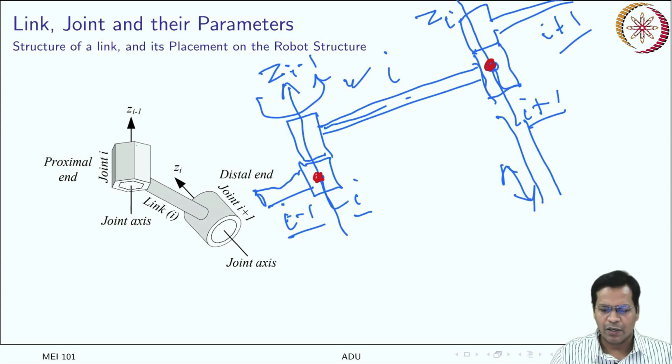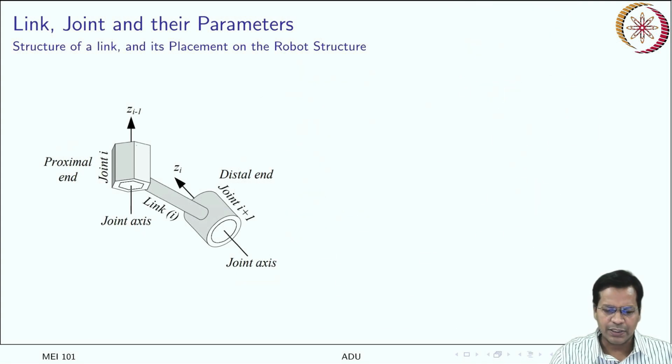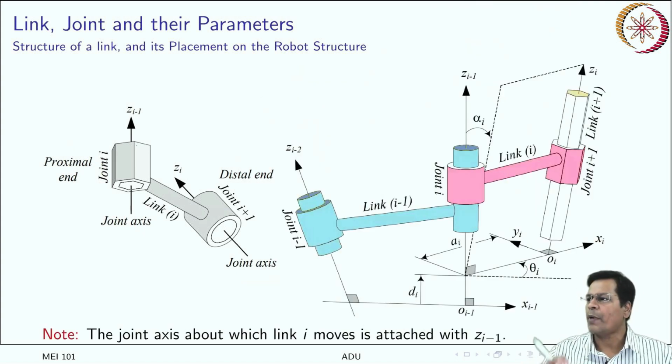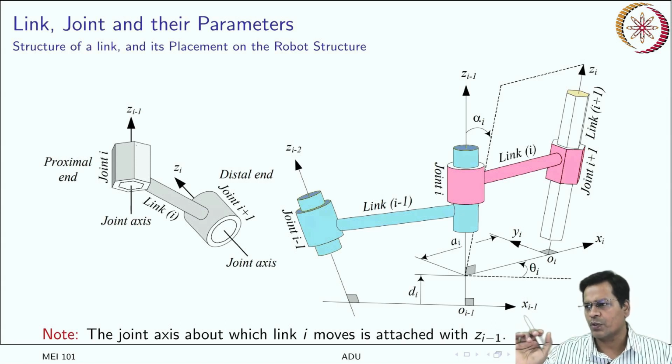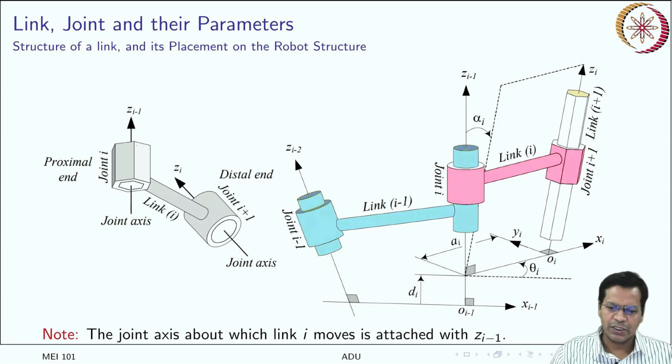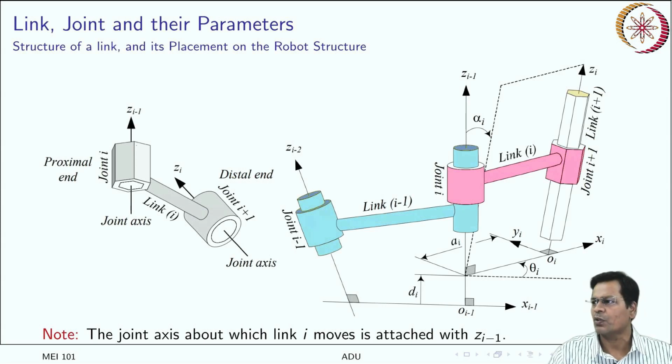So this is how links are all made. This is the distal end, this is the proximal end, the nearer one. And this is the joint axis. Yes, this link now becomes part of a serial chain system. You should note that the joint axis about which link I moves is attached with zi minus 1. So you see zi minus 1, as I have just told.